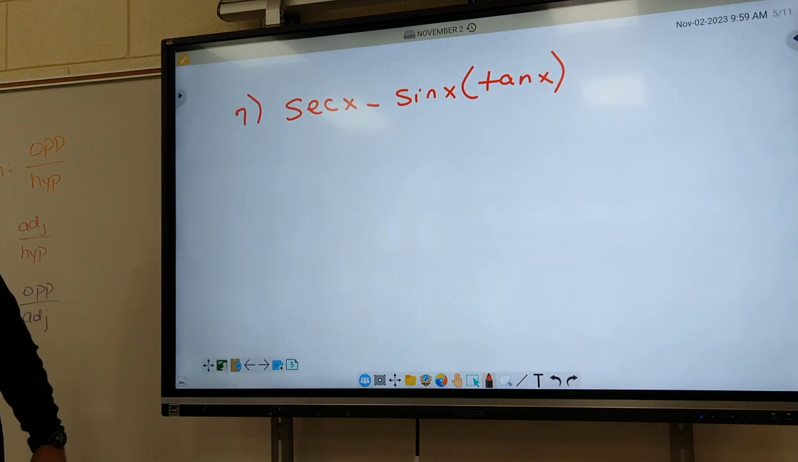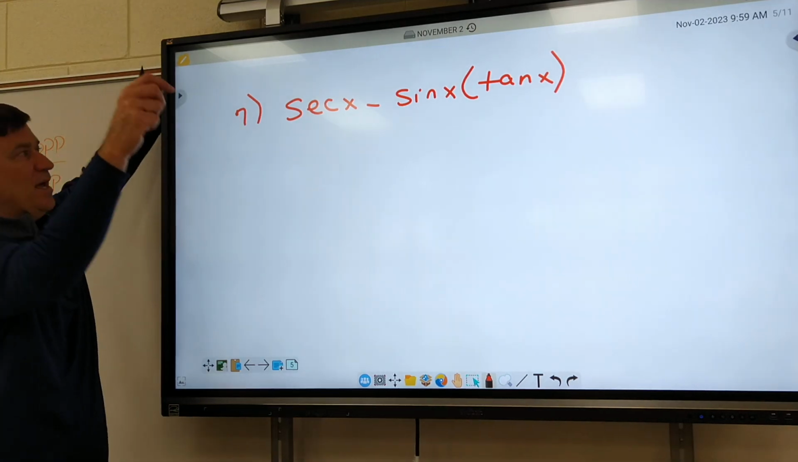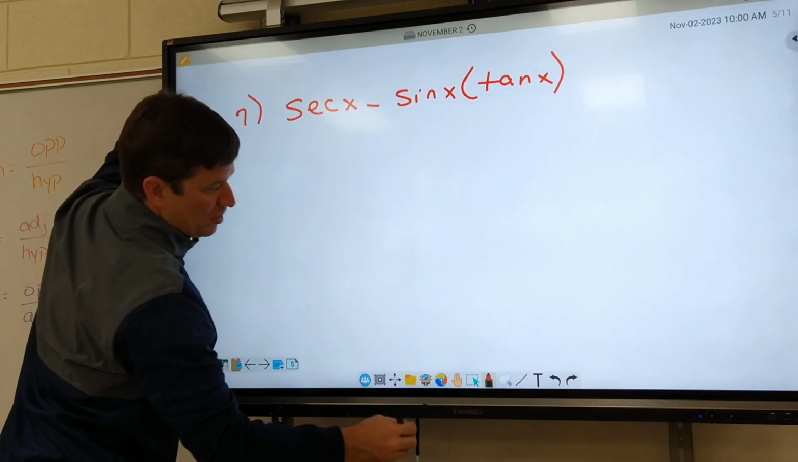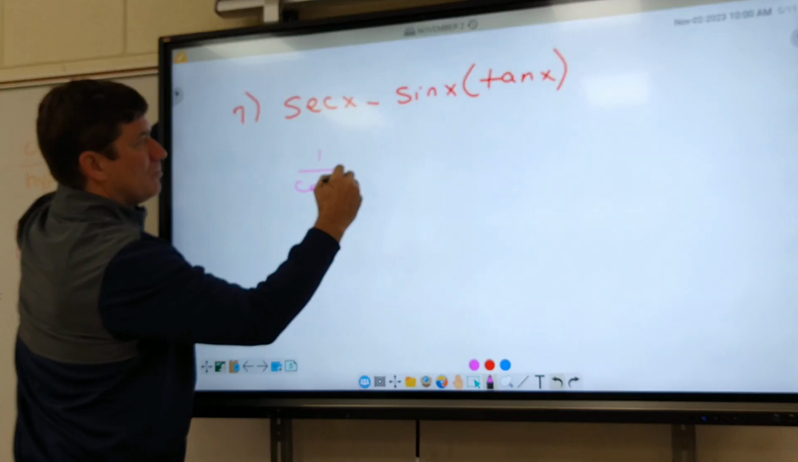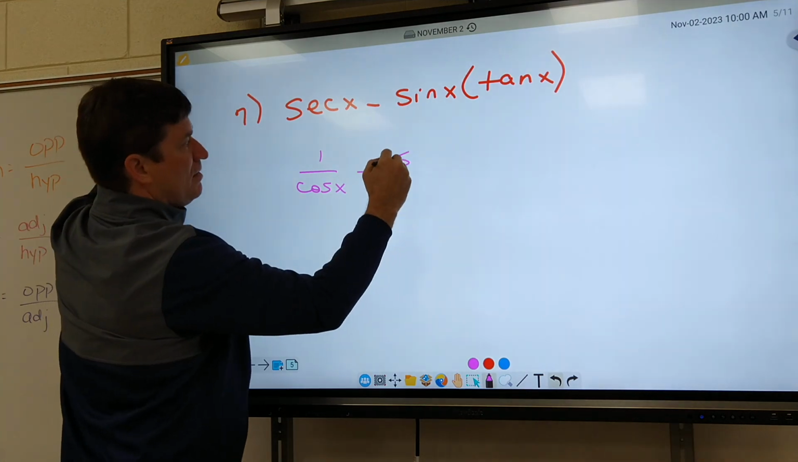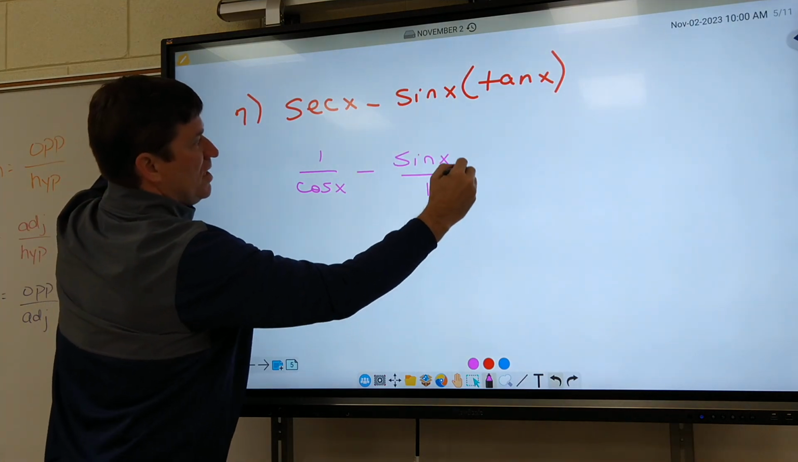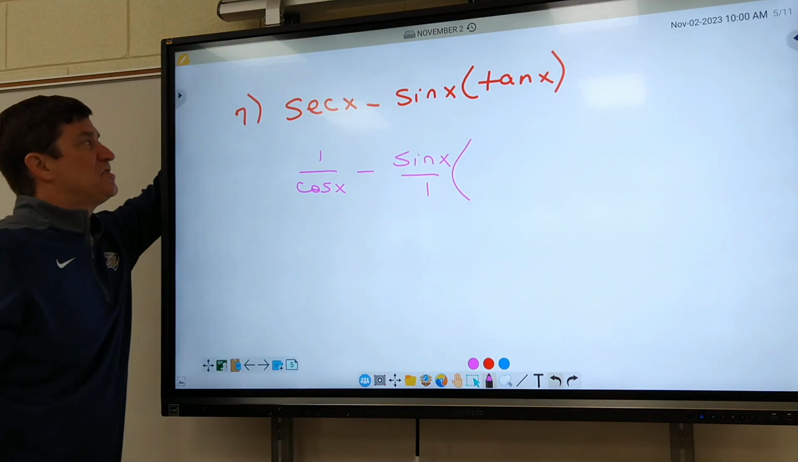All right, so 7 looks pretty easy. All right, let's go through and change everything we can change. Laney, what does secant change into on number 7? Good. All right, next I got sine. That one's already good. Don't have to change that one. Laney, what does tangent change into?